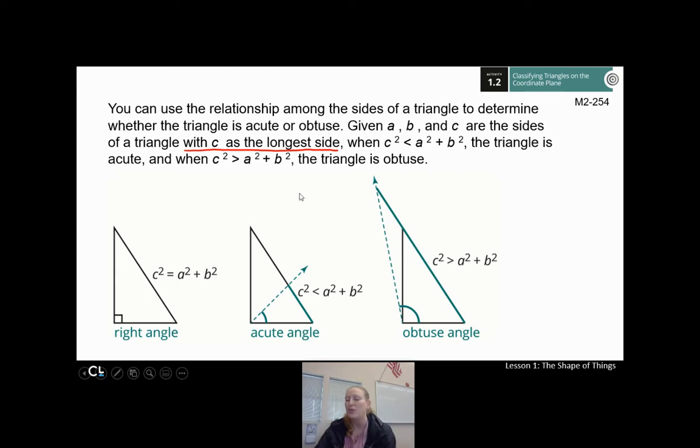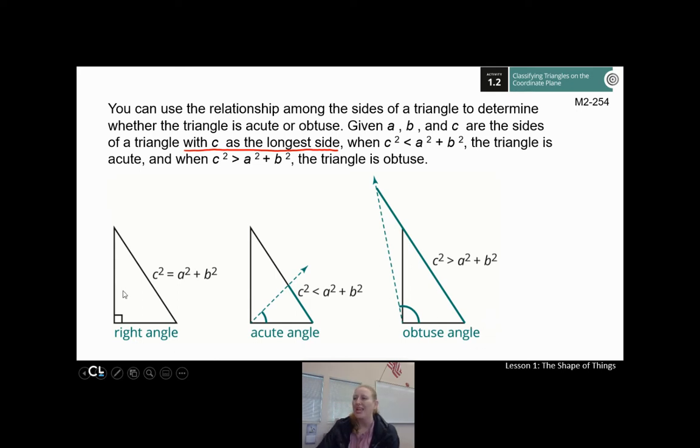You're going to compare C squared with A squared plus B squared. Think of it as Goldilocks and the Three Bears, people. If your C squared is too small, if your C squared is less than A squared plus B squared, you are dealing with an acute triangle. If your C squared is too big, if C squared is greater than A squared plus B squared, you are dealing with an obtuse triangle.